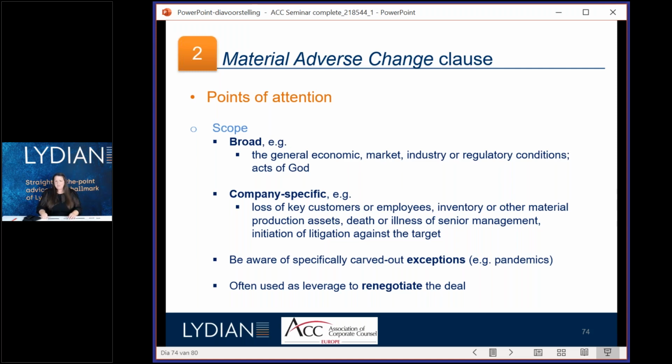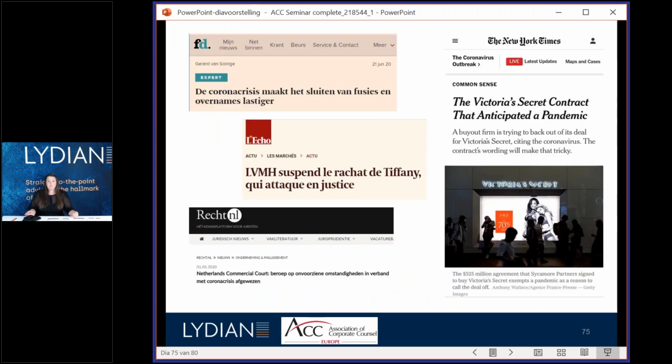And we see in recent cases, you probably heard it also in the press, in the Victoria's Secret acquisition, where the buyer, following the outbreak of the pandemic, tried to renegotiate the terms of the contract, was unsuccessful to do so. So they tried to walk away, trying to invoke the MAC clause, but unfortunately it did specifically exclude pandemics. So they could not rely on that. They had to try to rely on something else. And in the end, the parties settled the case.